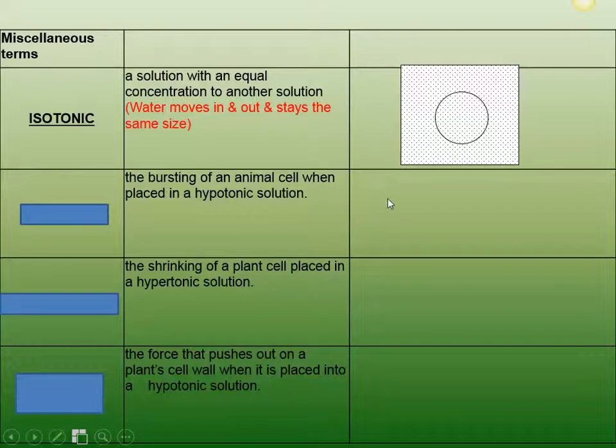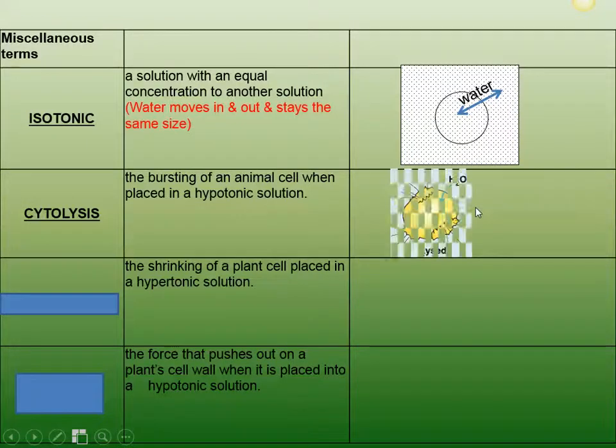Now what happens if a cell loses too much water or bursts from getting too much water? We call this cytolysis. Cytolysis is the bursting of an animal cell when it's placed in a hypotonic solution. A hypotonic solution, we should remember, is when water goes into the cell because the cell is more concentrated than the outside. So this is cytolysis, when the cell bursts.